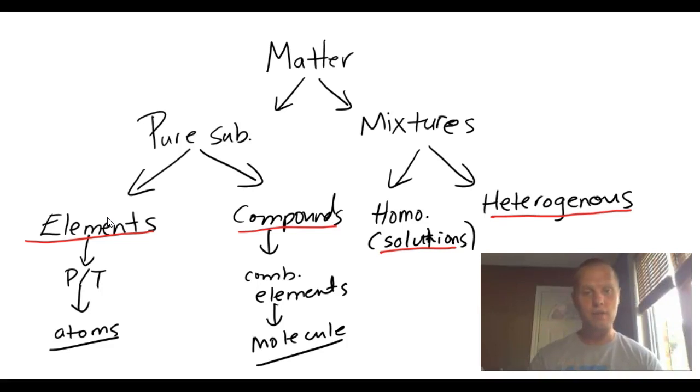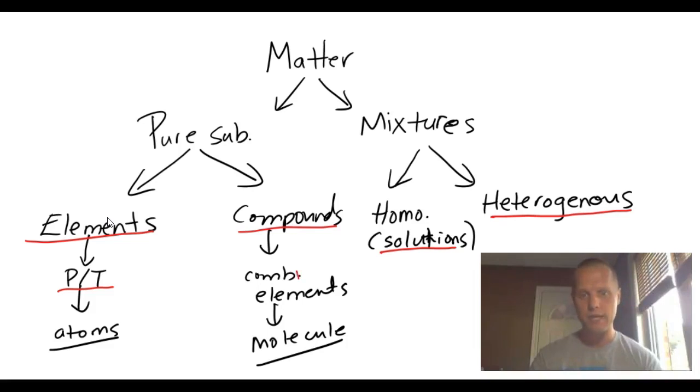Now, elements, they're on the periodic table. And the smallest particle that is still an element is known as an atom. In other words, it's not a hard and fast rule, but we can say that if you have elemental gold, the smallest bit that is still gold is an atom.